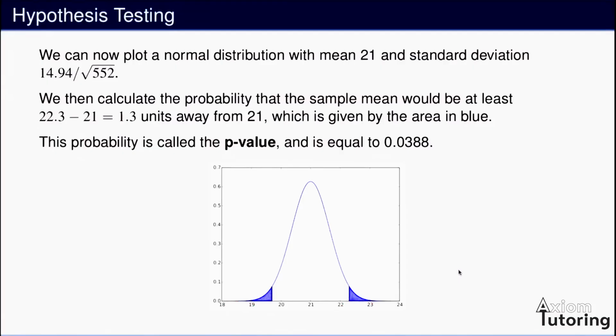Okay. So in this case, we're looking at both directions. And so what we need to do is just calculate that area in blue. And if we do that, we will find that the area in blue is equal to 0.0388. That means that this area corresponds to 3.88%, right? And that will be the probability that the sample mean would be at least 1.3 units away from 21 if the true population mean was 21, okay? And we'll call that probability the p-value.